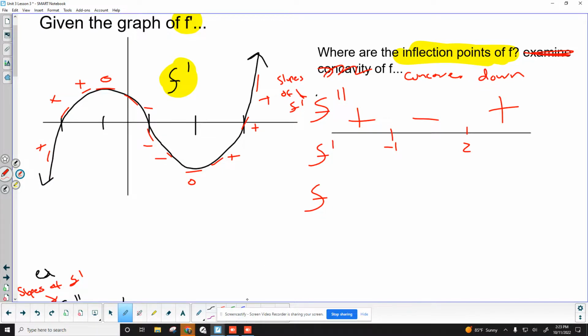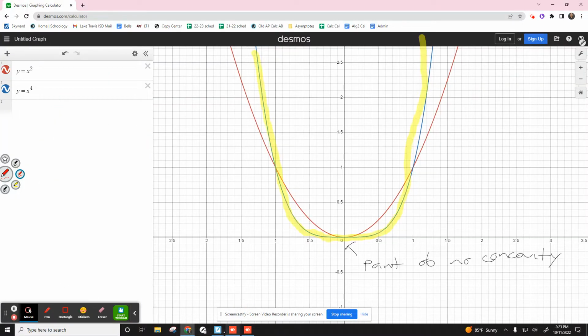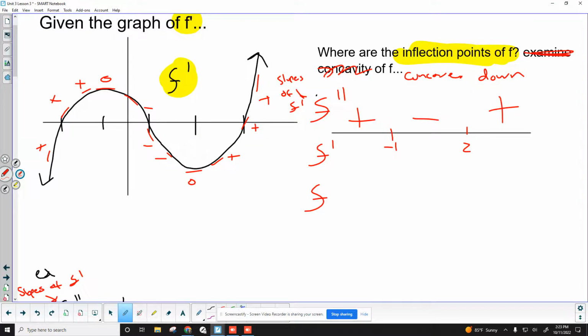Or you could look at F prime's direction. F prime is going up, then it's going down, then it's going up. You could go straight to F prime increasing or decreasing. You could have gone straight to this level of our chart, and you could confirm the other level from there. And that's how you know about the curvature of F.